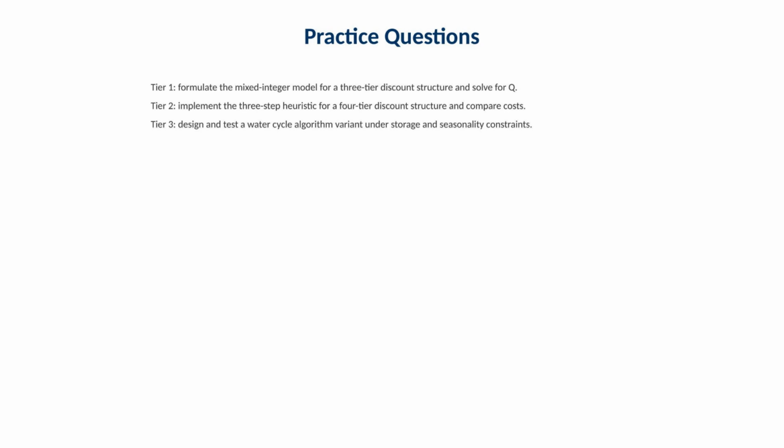These practice questions help you apply the approach. First, you formulate and solve the mixed integer model for a discount schedule. Next, you implement the 3-step heuristic for a 4-tier case. Finally, you design a water cycle algorithm variant that includes storage and seasonality constraints and analyze convergence over many iterations.